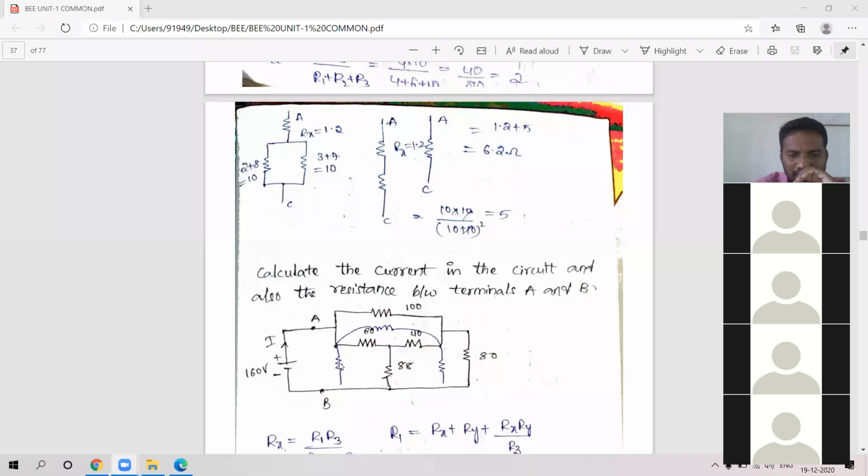This one, don't draw. The name and value of this resistor is not given. This resistor and this resistor, don't draw those. You draw only the 100 ohms and 60, 40 and 88. This is a hint I have given here. This is the hint you need to follow.